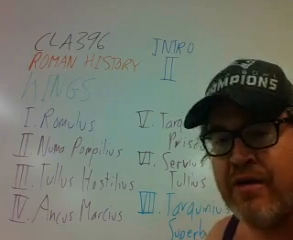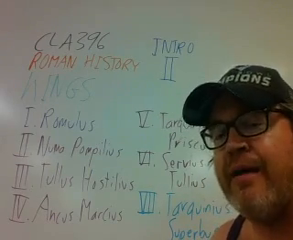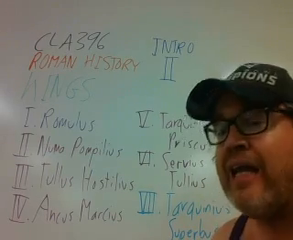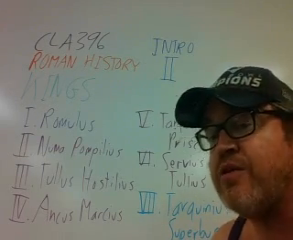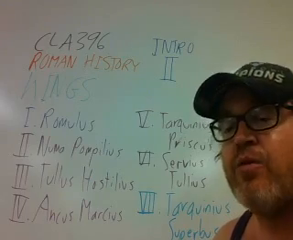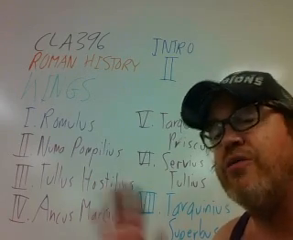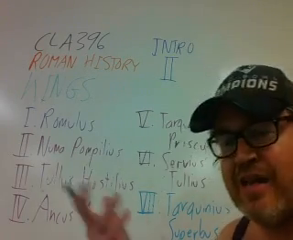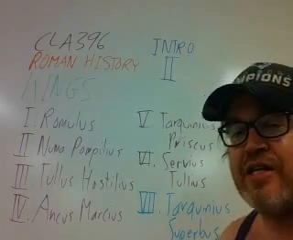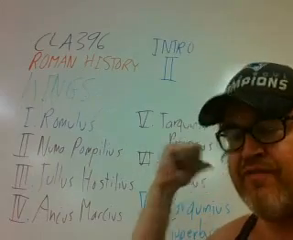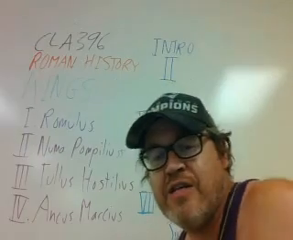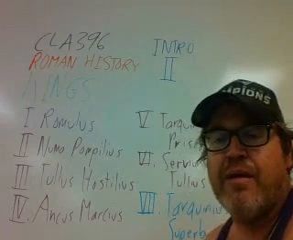Numitor has a daughter named variantly Rhea Silvia or Ilia. Ilia is an interesting name, of course, because it sounds similar to Ilium, which is the other name for Troy. Plus, of course, Ilia is rather similar to Julia and Julius, and that of course makes the connection between Romulus and Remus and the Julian family, of whom Caesar and Augustus will be the most prominent members.